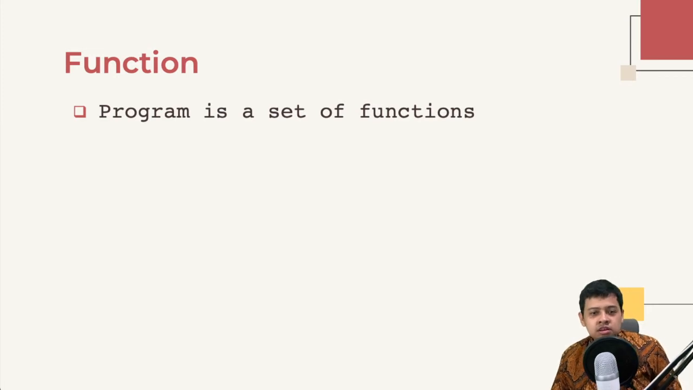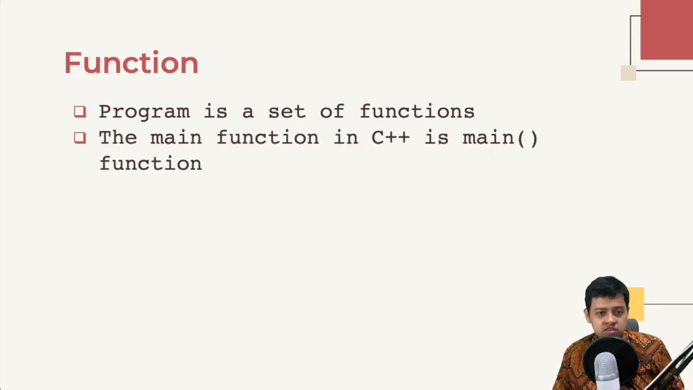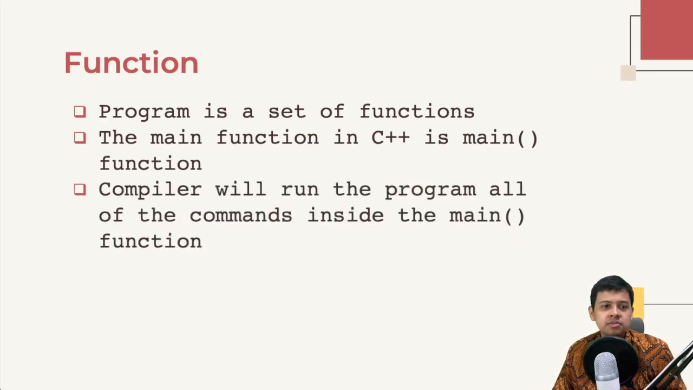If we learn about this, we know that a program is a set of functions. That means there are multiple functions in a program. Even in C++, the main function is a function. It is like the heart of the program itself. The compiler will find the main function and then run all of the commands inside the main function. That's why a program is a function.